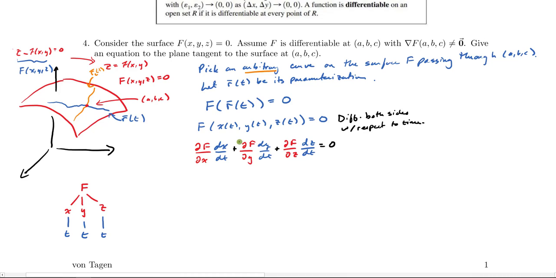But notice that these three factors right here are just the gradient of f. And it's as if we're dotting it with this right here, which would be the vector dx dt, dy dt, dz dt, and that's just our r prime of t. Folks, I've actually kind of done some extra work here. We already knew this from some of the earlier work that we've done. We already knew that this is what was going to happen.